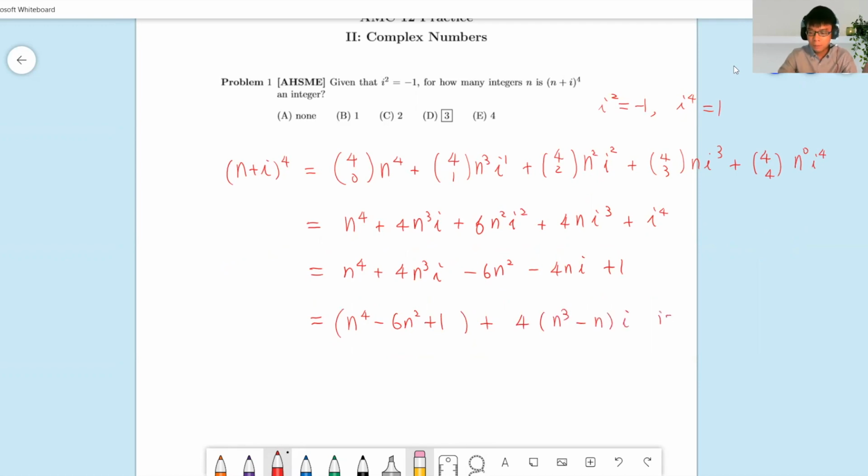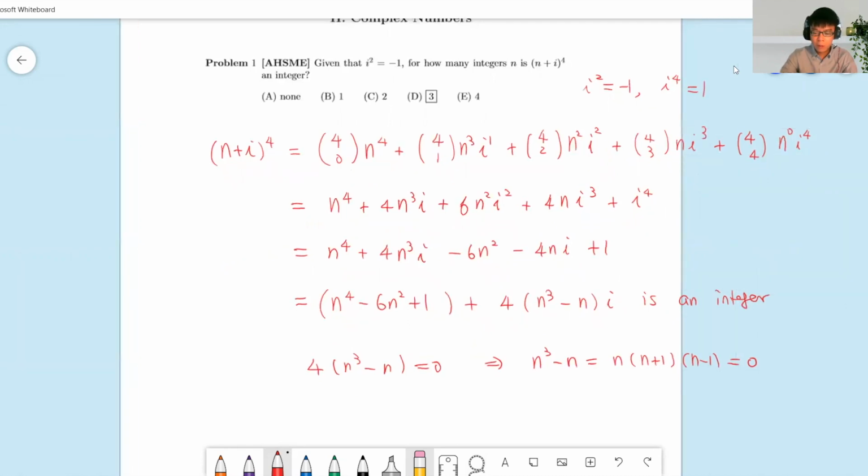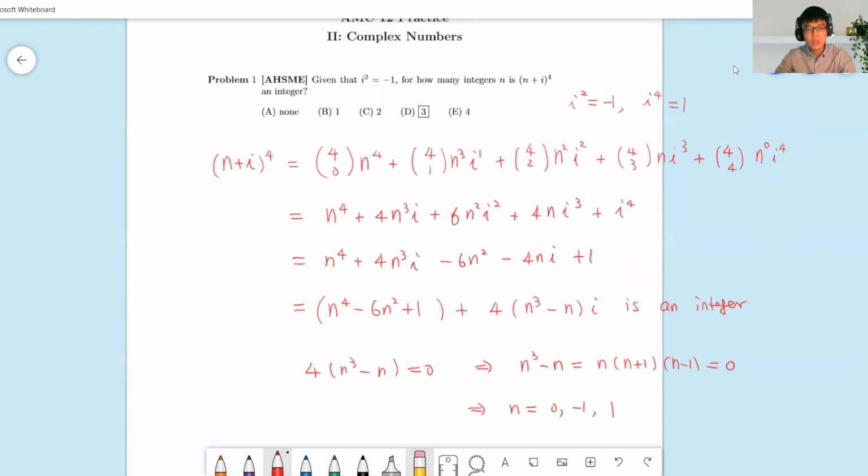It is an integer, so that means we must have 4n^3 minus 4n equals 0. There's no imaginary part. In order to make this 0, we see that n^3 minus n equals n times (n plus 1) times (n minus 1). It should be 0, and then we see the value of n should be 0, minus 1, or 1. Therefore, there are 3 values for n to make this expression an integer. The answer here is 3.